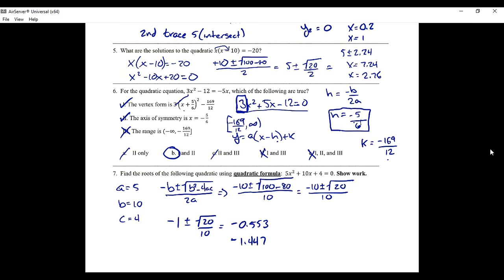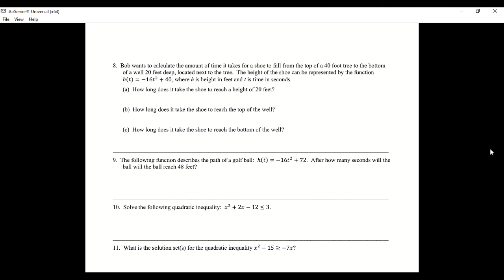Okay, pause there for a second. All right, let's take a look at the next page. All right, Bob wants to calculate the amount of time it takes for a shoe to fall from the top of a 40-foot tree to the bottom of a well 20 feet deep, located next to the tree. The height of the shoe can be represented by the function height in terms of time equals negative 16t squared plus 40, where h is the height and t is the time in seconds.